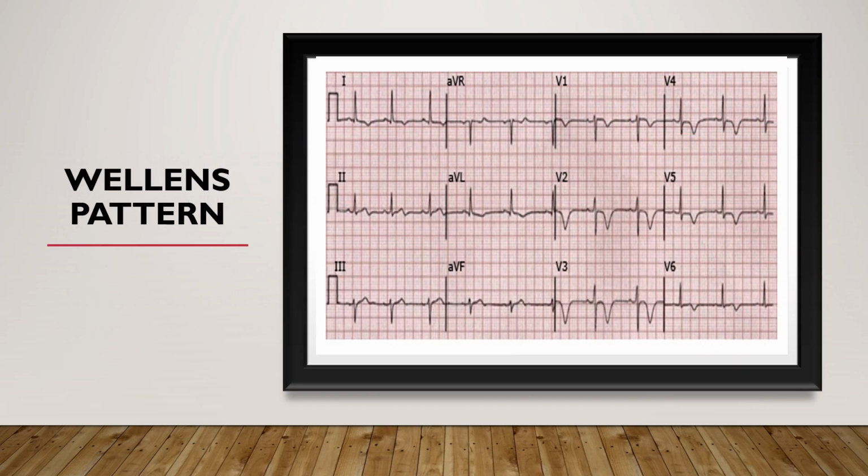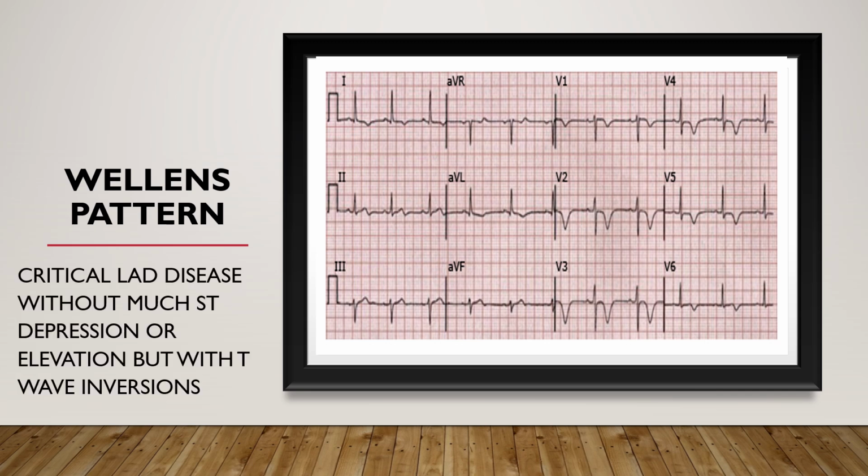Let's talk about another pattern of acute coronary ischemia, which doesn't necessarily present with ST segment elevation. One being Wellens pattern. Wellens pattern represents a critical left anterior descending artery disease. Again, like I mentioned, there is very little to no ST segment depression or ST segment elevation, but you quite often see quite profound T-wave inversion. And again, you see T-wave inversion here in leads V2, V3, V4, and V5. And again, like I said before, always compare the new EKG to the old EKG to see whether these changes are new or not.